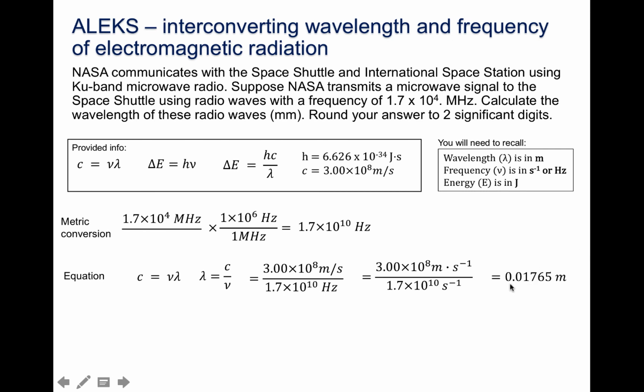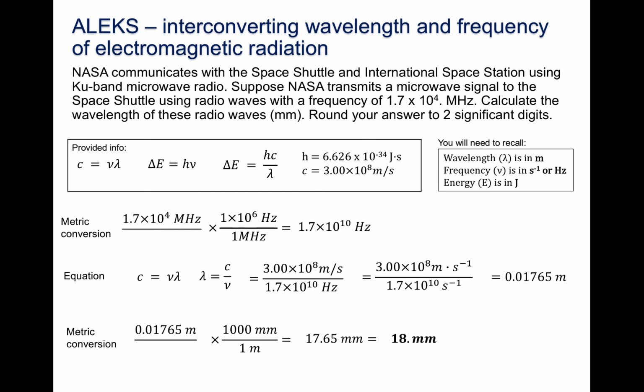And so it doesn't ask for a wavelength in meters. So to complete the problem, we need to do one more step. We need to convert the meters to millimeters, which is what it asks for. And so again, you should be able to recall this metric conversion. There are 1,000 millimeters for every meter. And so you should end up with a value of about 17.65. And if you round it to 2 significant digits, you would have 18 millimeters would be the wavelength of this radio wave.